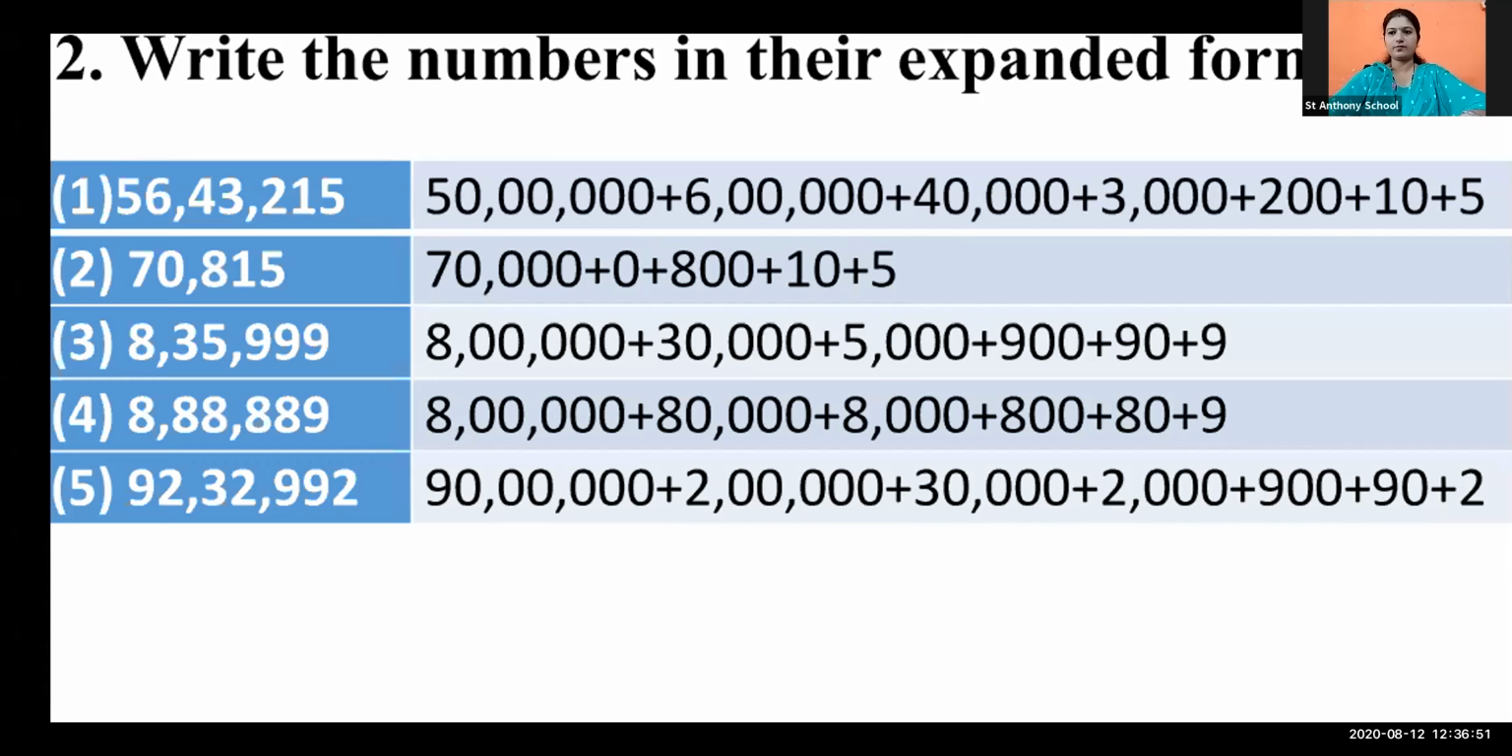After 6, we'll write the 6 and we'll put 5 zeros after 6. So the place value of this 6 is 6 lakhs. Now, again give the plus sign because we are writing now 4. So give the plus sign and then 4. How many digits after 4? 4 digits are there. So we'll give 4 zeros after 4.